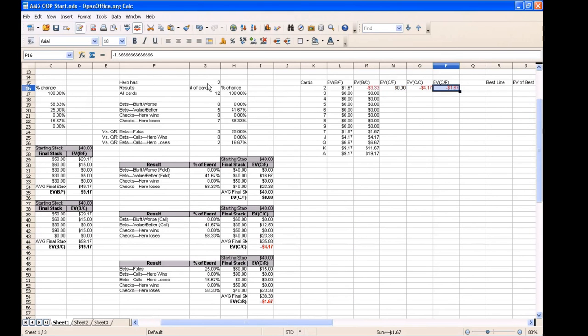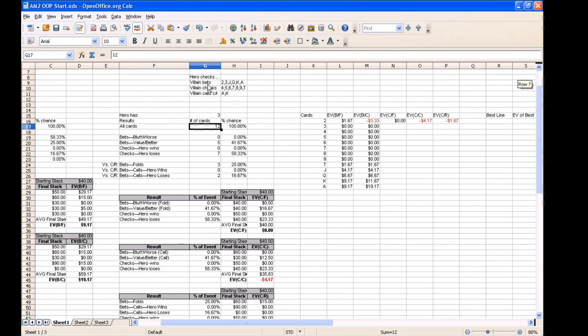Okay, so now for the three. Now this time he's going to bet with a deuce, so he does have one worse card. He's going to bet with the jack, queen, king, ace, four better cards. And when he checks, we're still going to lose all seven.